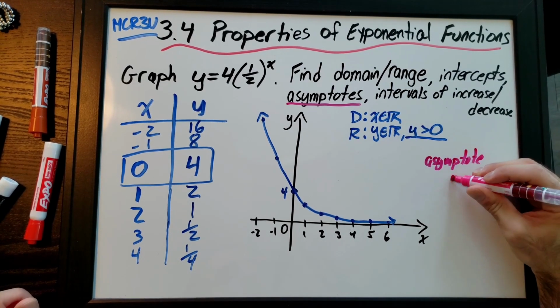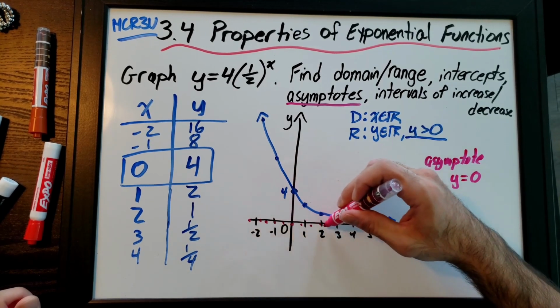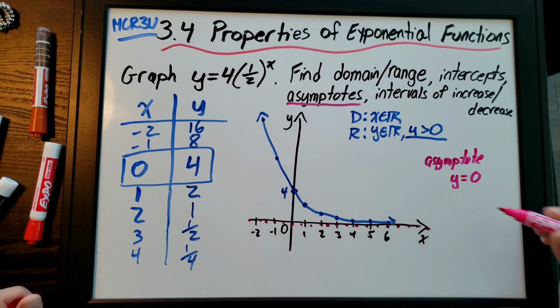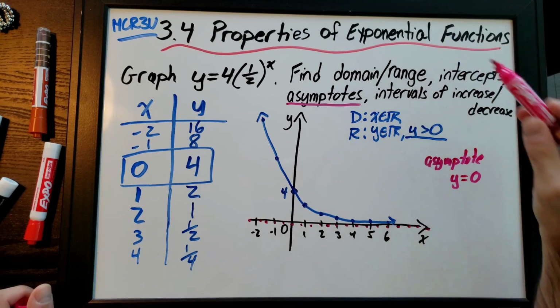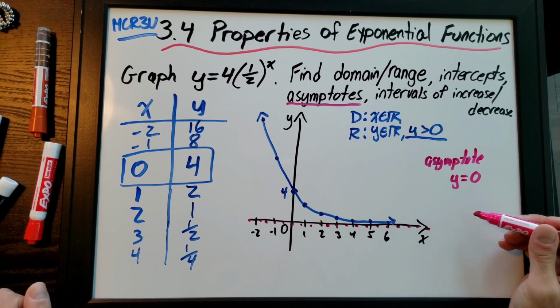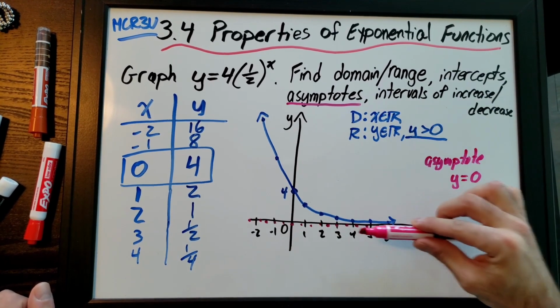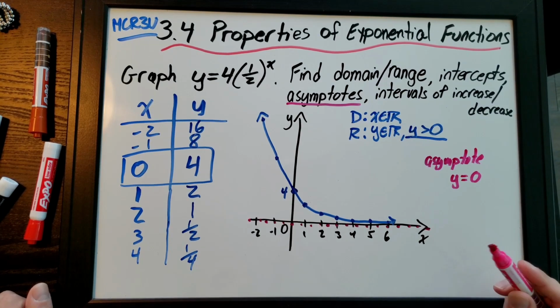My asymptote is actually y equals 0. There's a dotted line right at 0 that the function can never touch. Exponential functions always have a horizontal asymptote at some value of y, every single time, whether it's at 0, it could be plus, it could be minus, there's always one horizontal asymptote. Okay, so look out for that.